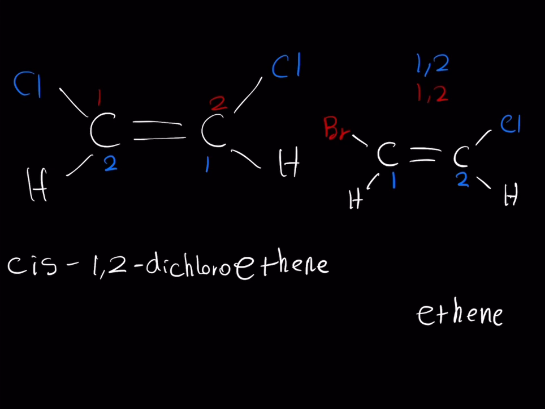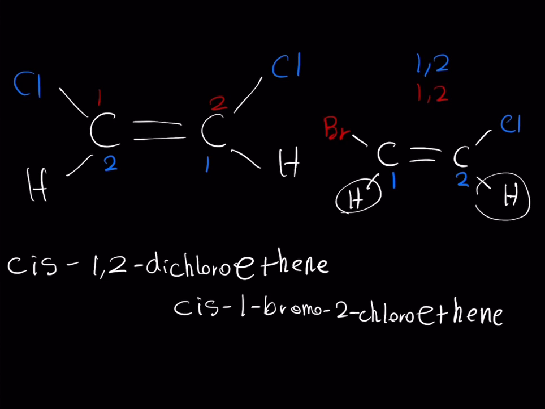And so we're going to have 1-bromo, 2-chloro, and then we have a cis isomer still because the hydrogens are on the same side.